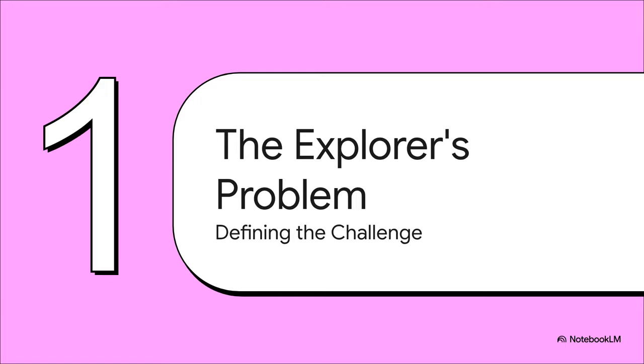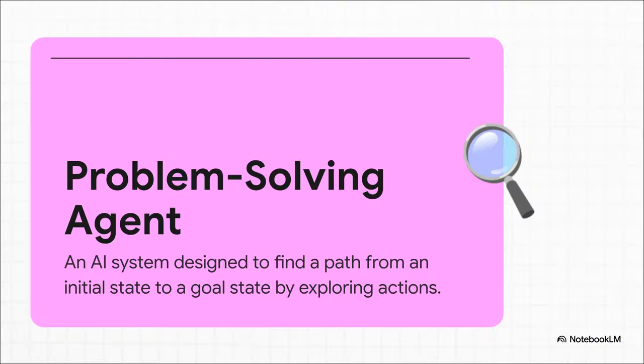What exactly is the challenge our so-called blind explorer is trying to solve? At the heart of all this is what we call a problem-solving agent. You can think of this as our AI explorer. All we do is give it a starting point, the initial state, a finish line, the goal state, and a rule book of legal moves it can make, like turn left or drive to the next town. The agent's whole job is to figure out a sequence of those moves to get from A to B.